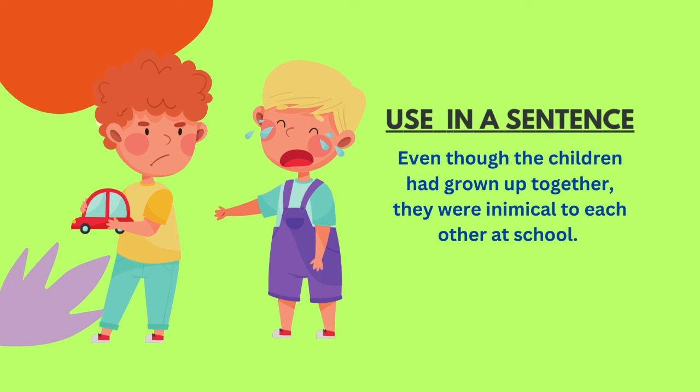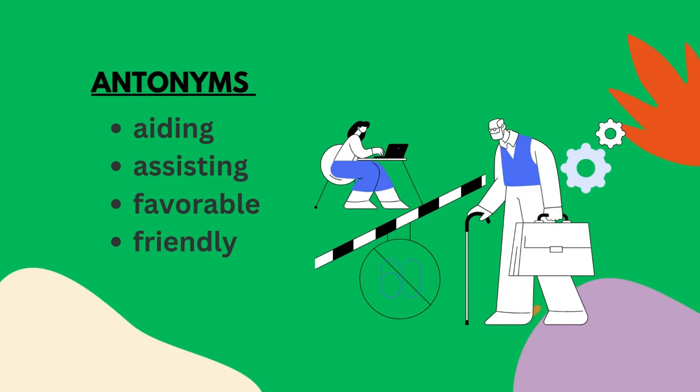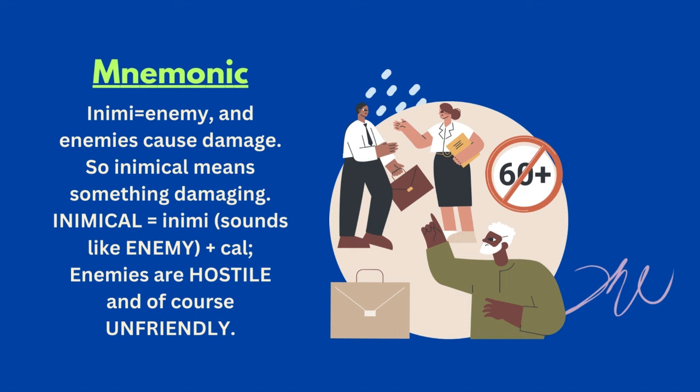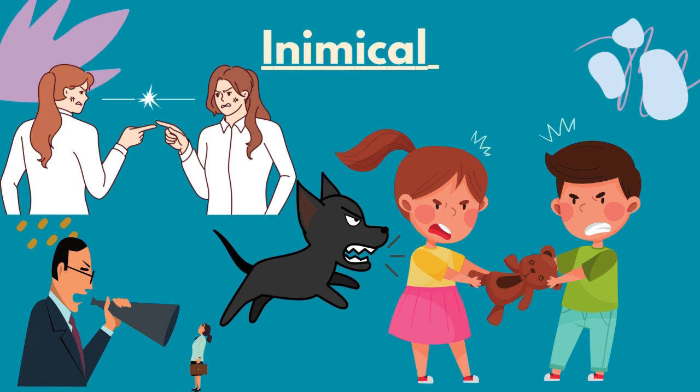Synonym: adverse, destructive, harmful, hostile, injurious, opposed, unfavorable, unfriendly. Antonym: aiding, assisting, favorable, friendly. Enemy equals enemy, and enemies cause damage. So inimical means something damaging. Inimical sounds like enemy plus cal, enemies are hostile, and of course unfriendly. Inimical: hostile, unfriendly.